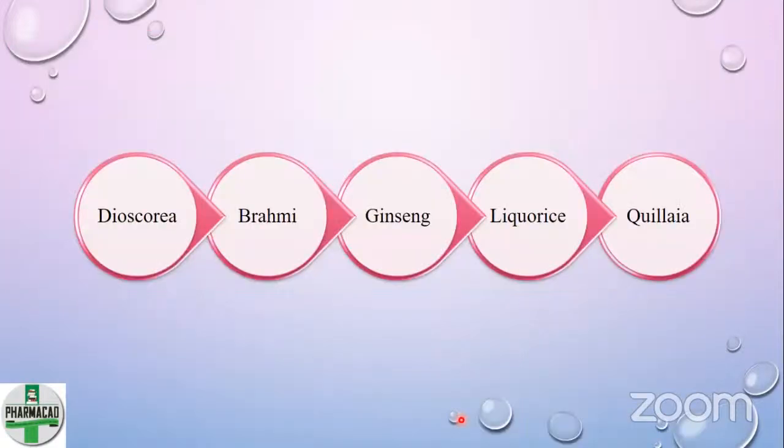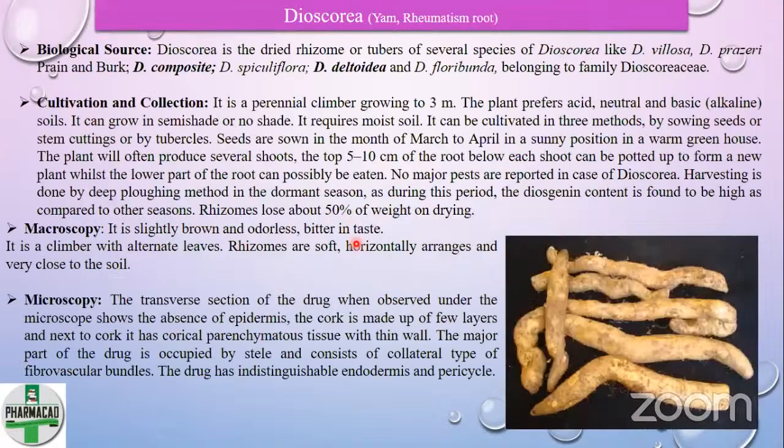Now there are 5 drugs: Dioscorea, Brahmi, Ginseng, Licorice, and Tulsi. We will study today only 2 or 3 drugs out of this, and the rest of the drugs we will see in the next class. So the first drug is Dioscorea, which is nothing but dried rhizome or tubers of several species of Dioscorea like villosa, prazeri, composita, spiculiflora, deltoidea, floribunda, all belonging to family Dioscoreaceae.